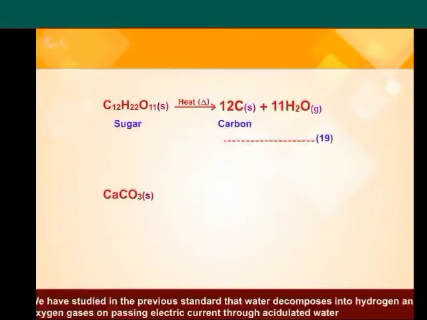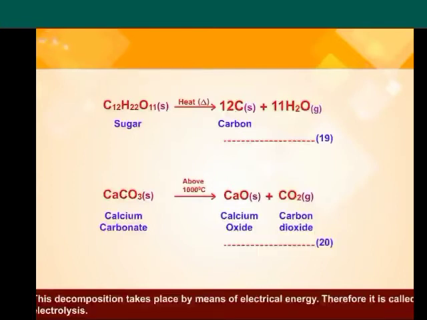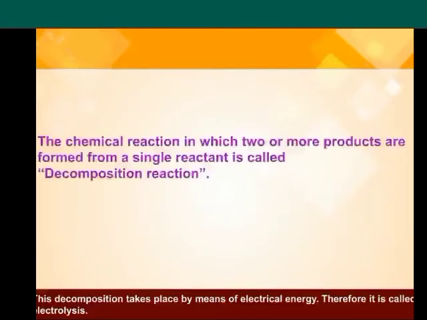We have studied in the previous standard that water decomposes into hydrogen and oxygen gases on passing electric current through acidulated water. This decomposition takes place by means of electrical energy. Therefore, it is called electrolysis. 2H2O(l) goes to 2H2(g) plus O2(g). The chemical reaction in which two or more products are formed from a single reactant is called decomposition reaction.